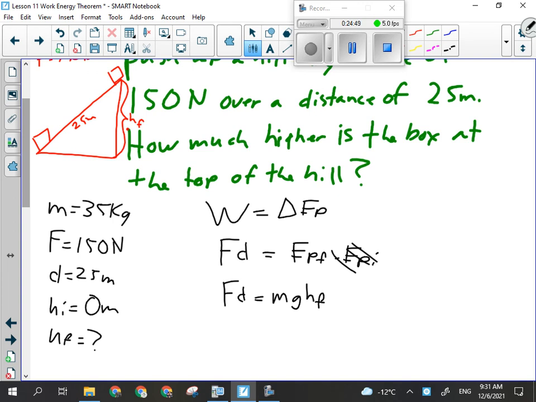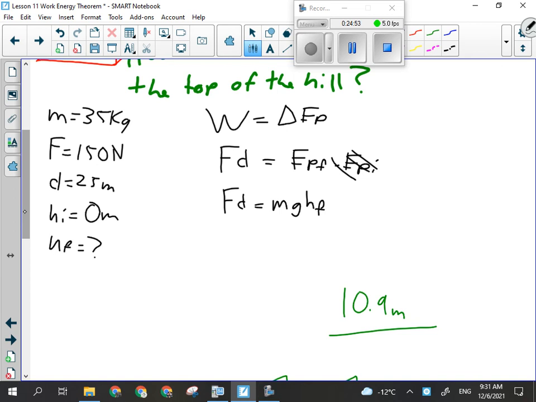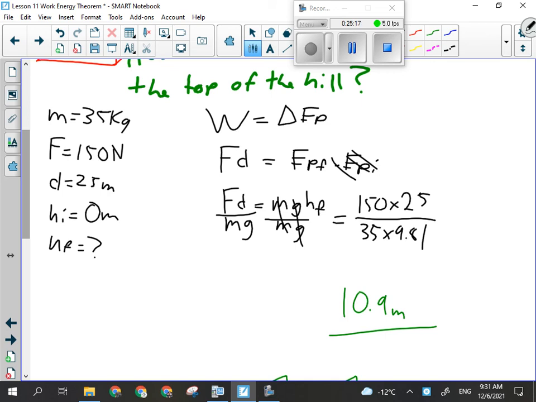So in order to get final height by itself, what do I do with the m and g? Divide them over to the other side. All right, so that leaves me with the final height. When I plug in my numbers, that'll be 150 newtons times the 25 meter distance divided by 35 times 9.81. Okay, that should leave me with 10.9 meters.